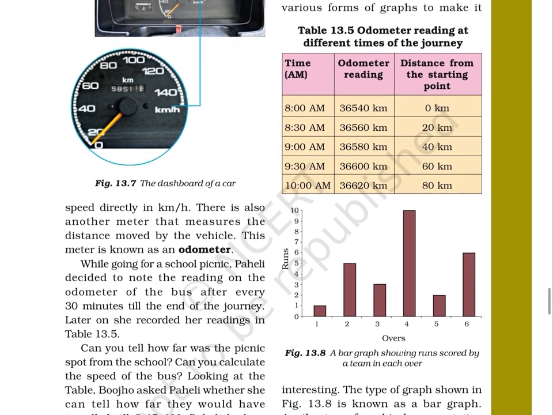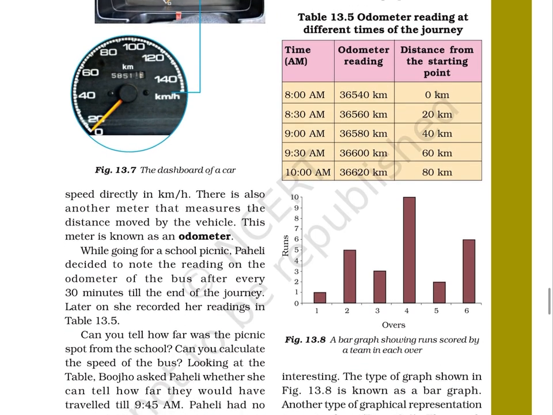Table 13.5, Odometer reading at different times of the journey. There's a table given here. In this table, there are 3 columns and 5 rows. In the first column, we have time in AM. In the second column, we have odometer reading. In the third column, we have distance from the starting point.